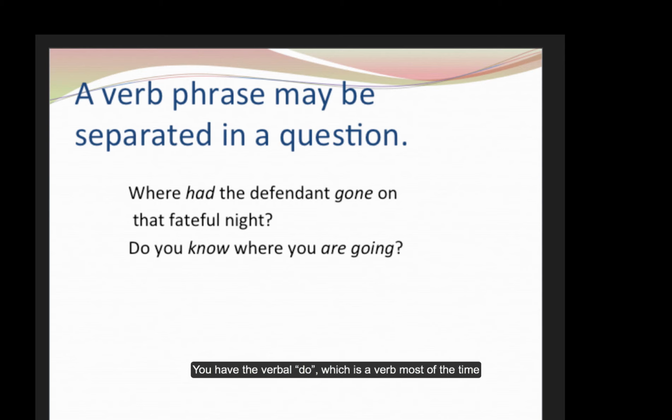You have the verbal do, which is a verb most of the time, but in the questions it's not. It's just part of a do rule for English questions. Know, and then where you are going. You've got know and are going in the same question.